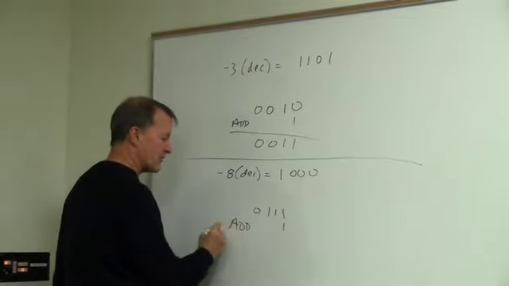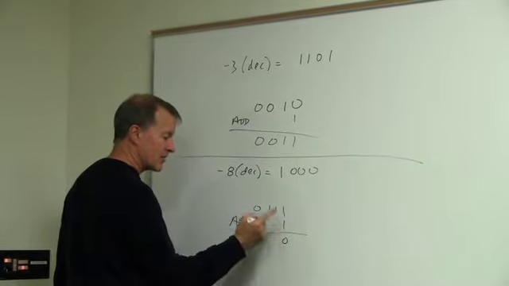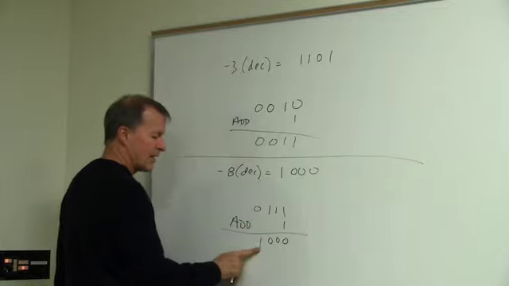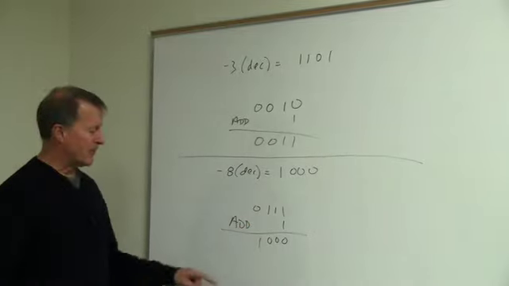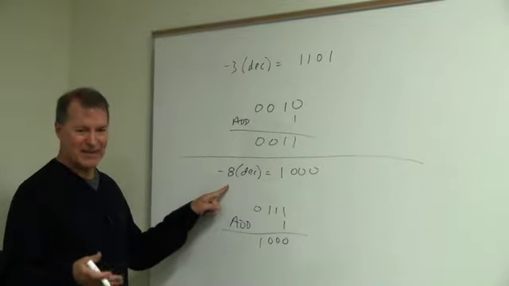Are you with me? Is everybody following this? But now, what is this? 1 plus 1 is what? 0 carry 1, 0 carry the 1, 0 carry the 1, 1. It's negative 8. It's interesting. What did we get back again? Negative 8. We got negative 8 back again.